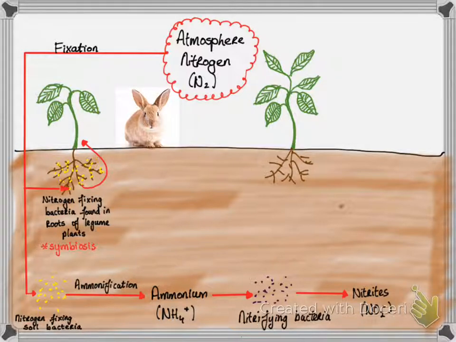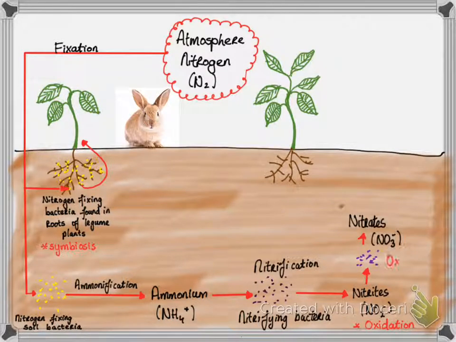Now, this nitrite is still not ideal for plants. So a very similar type of bacteria will convert it to nitrates, NO3-. As you can see, we've gone from NO2- to NO3-. We've also gone from the ammonium, which was NH4+, so we have gained oxygen in this process. This addition of oxygen is called oxidation. And the conversion of ammonium to nitrates is called nitrification.